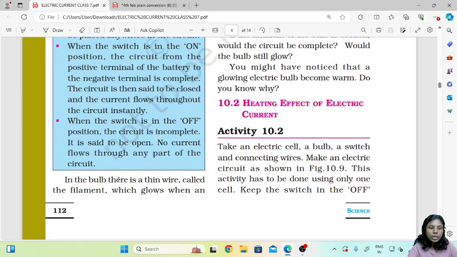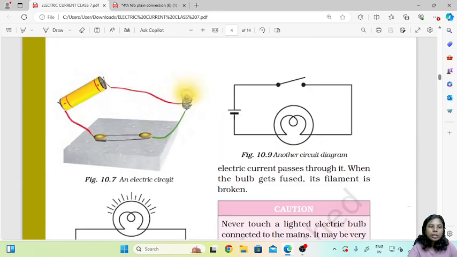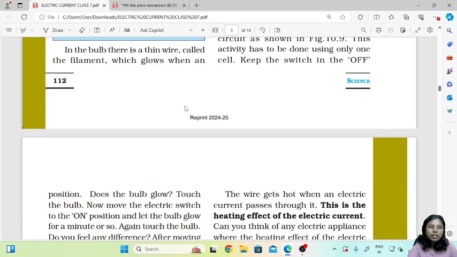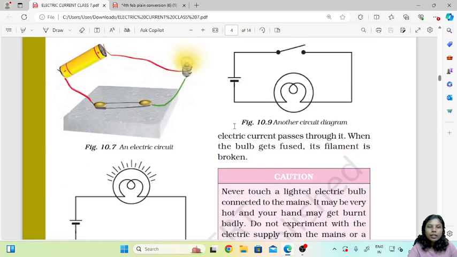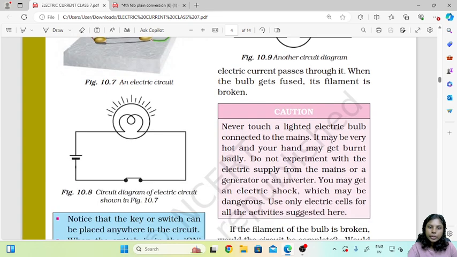Now in the bulb there is a thin wire called a filament. They are saying that this thin wire, which is called a filament, glows when an electric current passes through it. That thin filament in the bulb only glows when the electric current passes through it. When the bulb gets fused, its filament is broken.